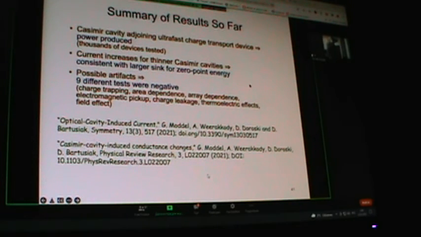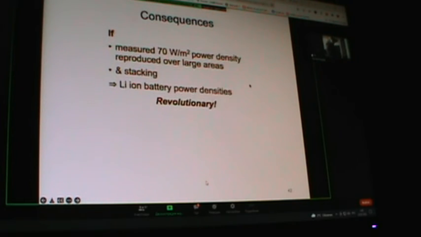So what are the consequences of all of this? If the measured 70 watts per square meter power that we found in our small devices could be reproduced over large areas, and if we could stack these devices, I mean, there's no reason we can't go into the third dimension, we could quite easily get lithium-ion battery power densities. We could make a very practical power source. What's the consequence? It would be revolutionary.